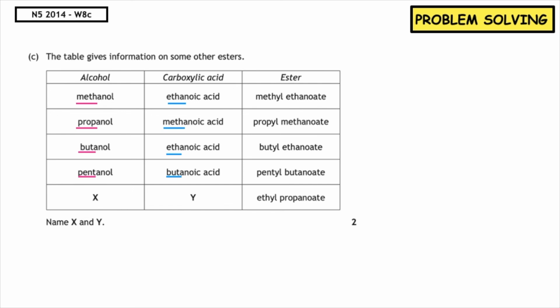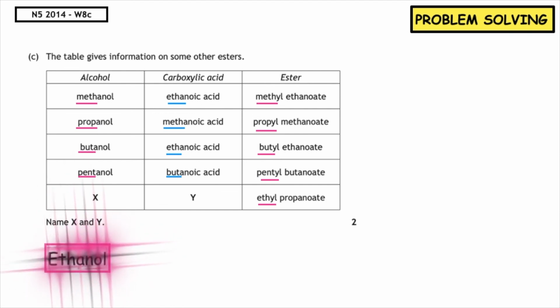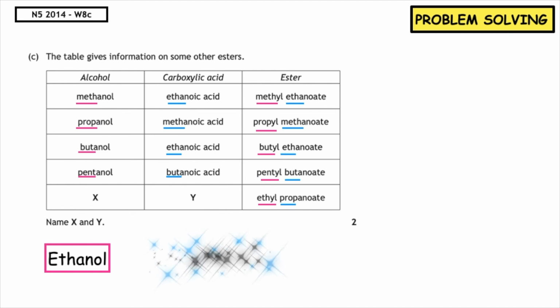What we can see is that the first part of the name of the ester comes from the prefix of the alcohol, and the second part of the name of the ester comes from the prefix for the carboxylic acid. So if we look at the example of the ester that they want us to work back from, we have ethyl propanoate. Eth tells us we have 2 carbons, and therefore we would have ethanol as the alcohol used. Propanoate, prop tells us we've got 3 carbons, and therefore we would be using propanoic acid.